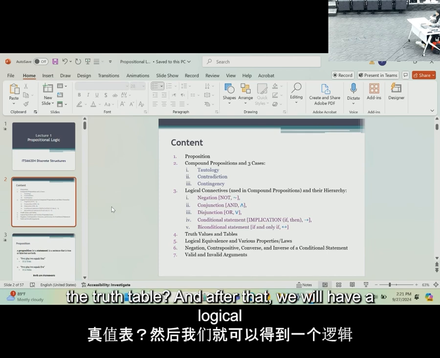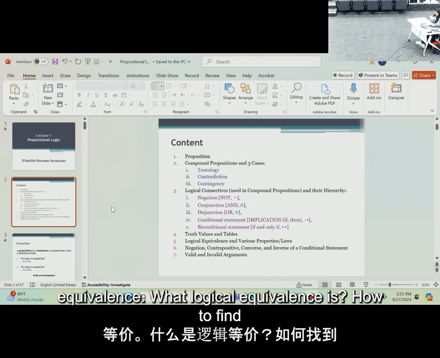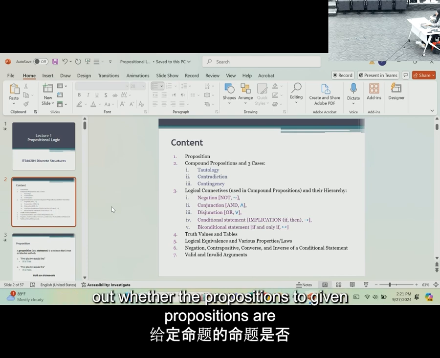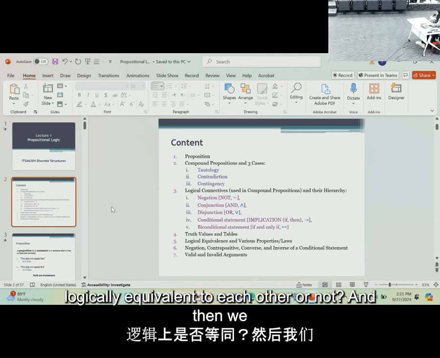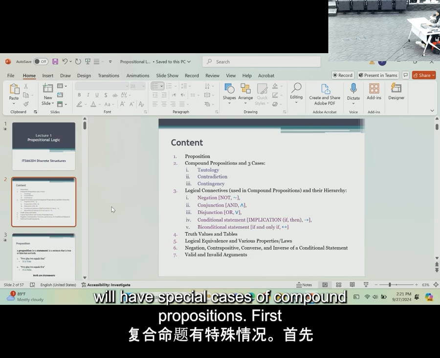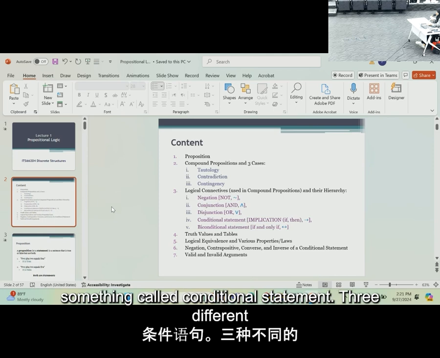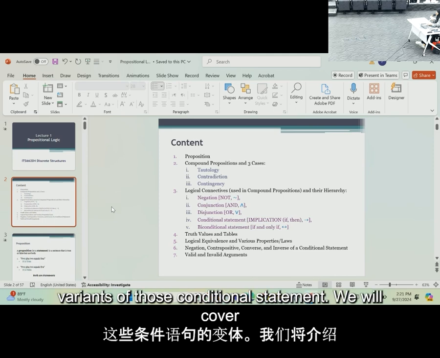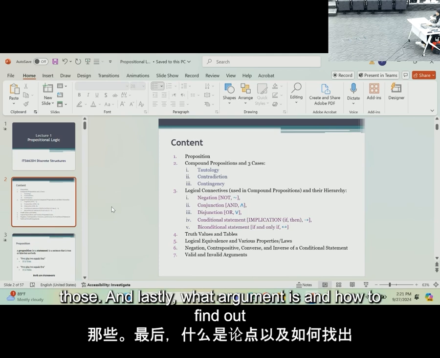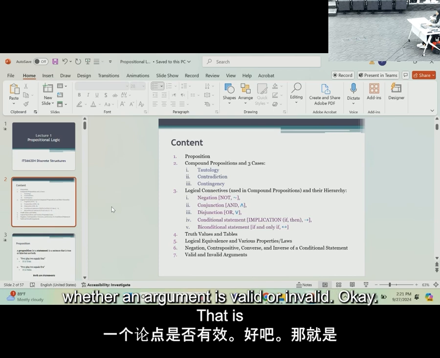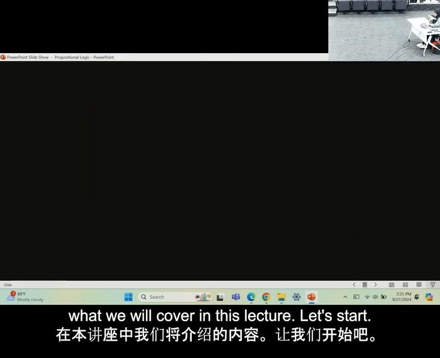And after that, we will have logical equivalence. What logical equivalence is, and how to find out whether two given propositions are logically equivalent to each other or not. And then we'll have special cases of compound propositions, first tautology and second contradiction. And then we have something called a conditional statement, with 3 different variants of it. We will cover those. And lastly, what an argument is and how to find out whether an argument is valid or invalid. Okay, that is what we will cover in this lecture.